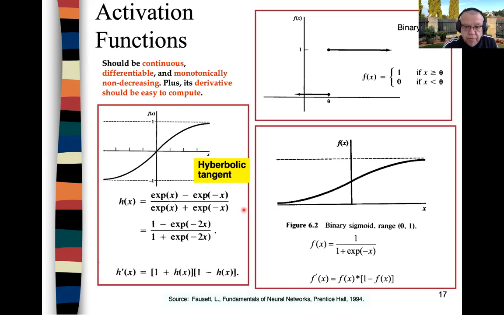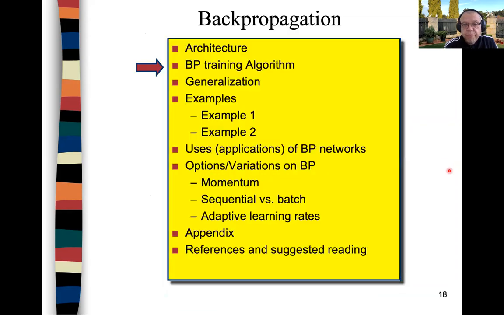And now another one is the hyperbolic tangent, which goes from -1 to +1. It has the same properties here. It's given by this expression here. And again, the derivative is 1 plus the hyperbolic function times 1 minus the hyperbolic function. So the derivative is easy to compute as well.